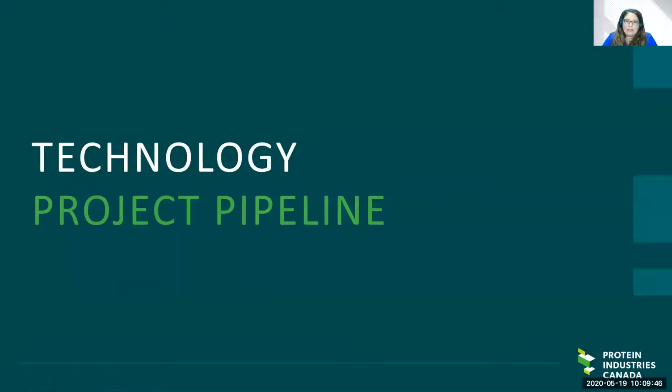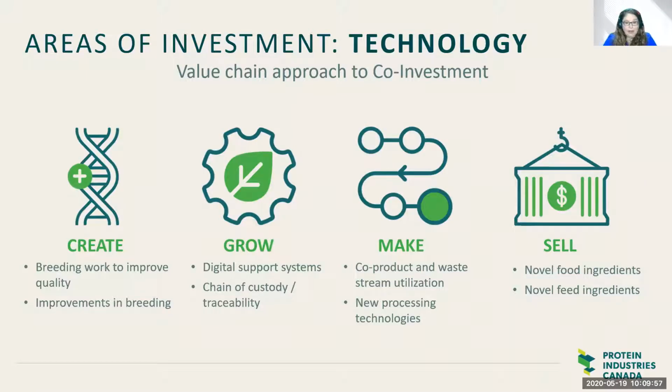So to give you some context into the kinds of investments that we make, we'll review our current investment pillars and the technology project pipeline. So PIC has 4 areas of investment. Our create pillar, which focuses on improvements in breeding. Our grow pillar, which focuses on supply side development and the chain of custody and traceability, so ag technologies at the producer level. Our make pillar, which relates to the production of plant ingredients, new processing technologies, and the sell pillar, which is related to the creation of new products.